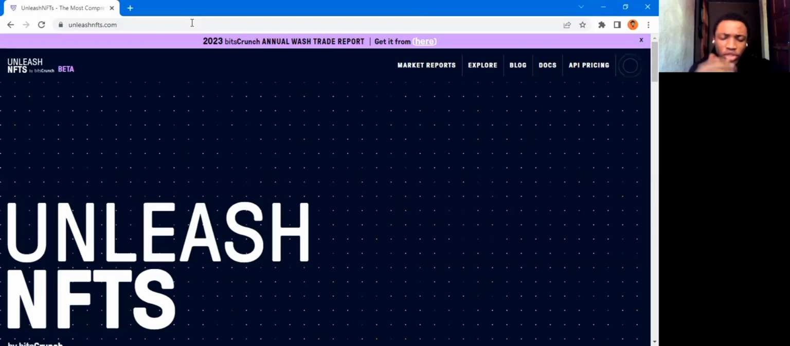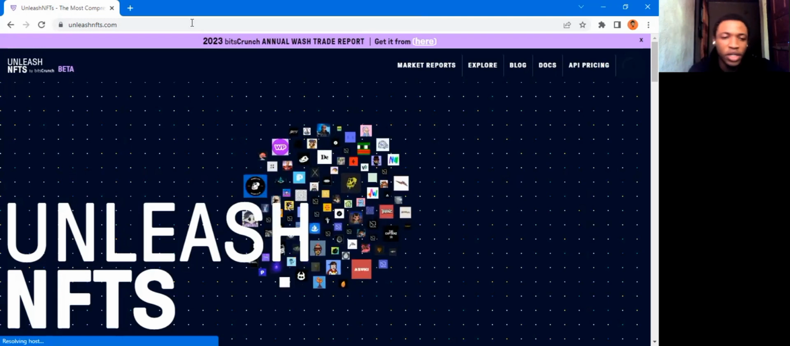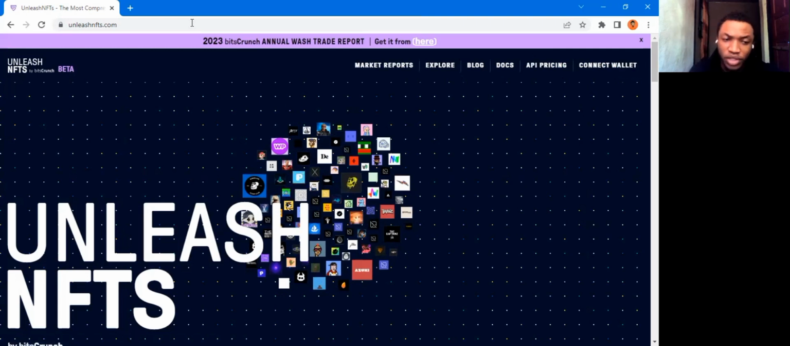And just a quick definition of what Unleash NFTs is all about. Unleash NFTs is an AI-powered NFT analytics and forensic dashboard that provides reliable insights into popular and emerging NFT collections, marketplaces, and the overall NFT markets. The platform offers in-depth analysis, research, and statistics into the NFT ecosystem that allows users to make informed decisions on the purchase and sale of non-fungible tokens, as well as to understand critical indicators like market capitalization, trading volume, and other trading activities.